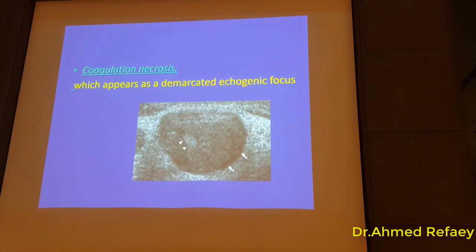Number one, we can have what is known as coagulation necrosis, which are some hyperechoic areas inside the node itself. This is what is known as coagulation necrosis, as you see here. This is one of the features of a malignant lymph node or metastatic lymph node especially.